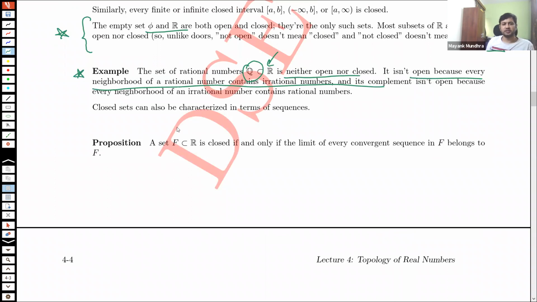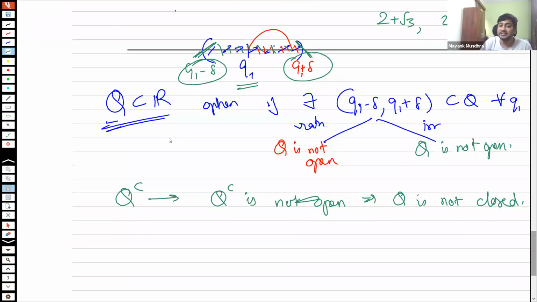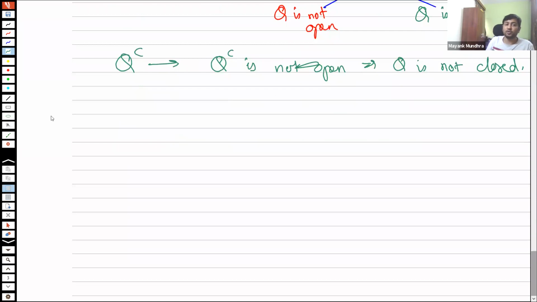Okay, so this is another proposition. A set F is closed if and only if every limit of a convergent sequence in F belongs to F. So this is a definition of closed sets. This says that a set is closed if any sequence in that set is going to have its limit inside the set. Okay, so that's the statement.